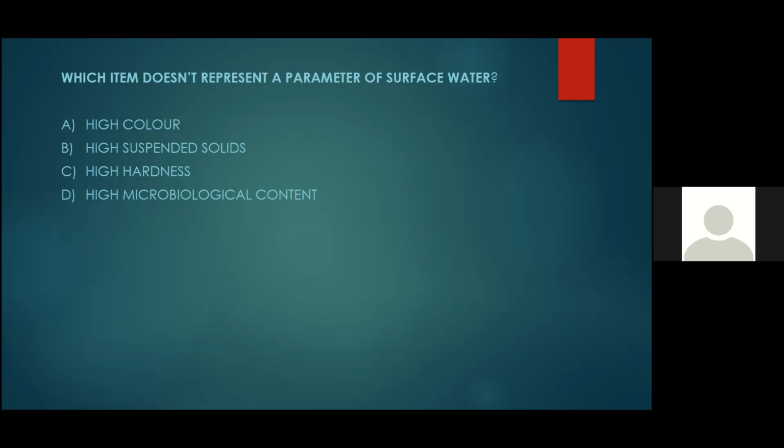groundwater. So for surface water, keep in mind, lots of color. Always think of leaves in a cup of tea. And suspended solids, because you're flowing water over land, it's going to pick up dirt and all the nasties. So that does happen a fair bit. Hardness is your answer here.